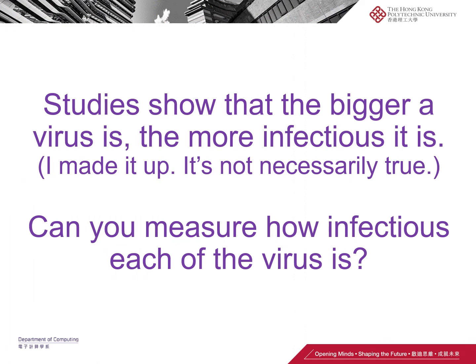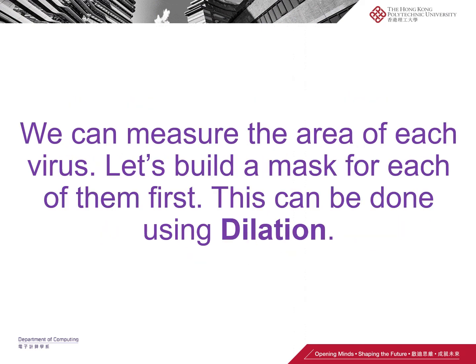The result is quite good. So we know the number of viruses in that image. So why don't we just take a step further? Let's assume that the bigger a virus is, the more infectious it is. This is something I made up, but let's try it for fun. So can you measure how infectious each of the viruses is? To do this, we can measure the area of each of the viruses. If the area is greater, it means it's more infectious there.